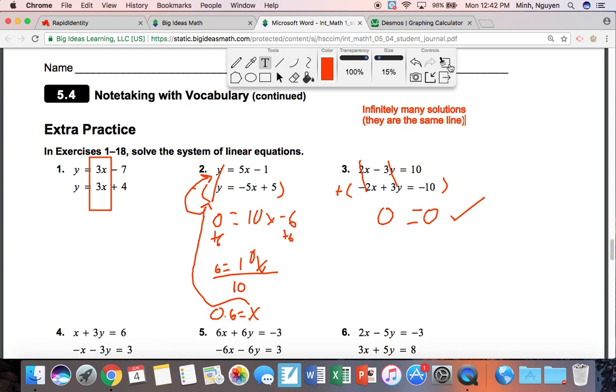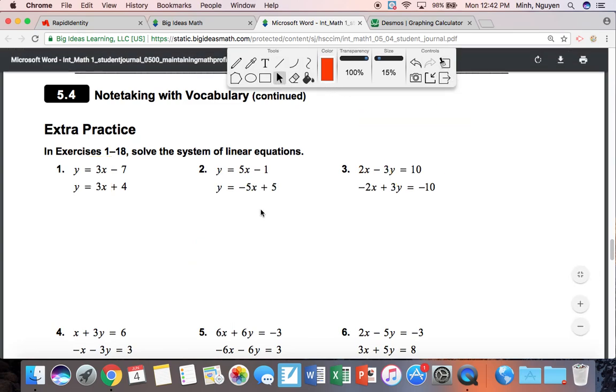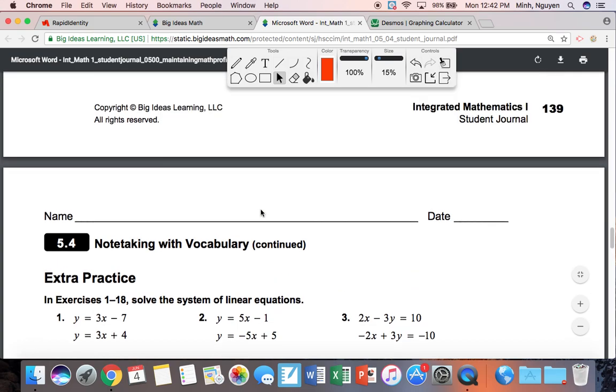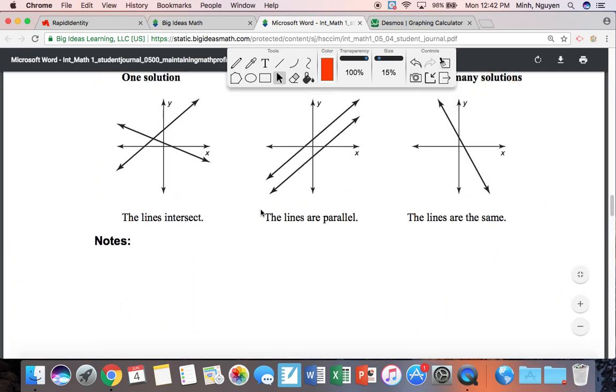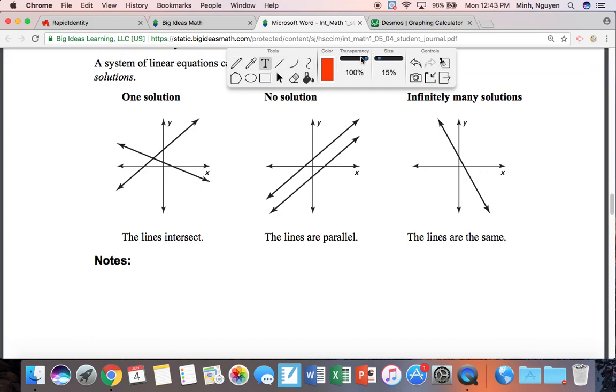All right, that's it. So those are your 3 examples. Everything else you will solve exactly the same way. If I had to go back and give you some notes, these are the notes. So we'll just back up by 1 page. One solution equals 1 point of intersection at x, y, whatever it is you get when you solve. No solutions equals lines are parallel. They have the same slope.